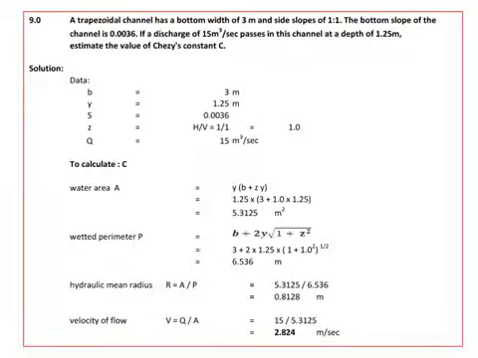So coming to the next problem, for a trapezoidal channel again. Bottom width is 3 meters, and side slope is 1 is to 1. Again H by V is 1 by 1, so here Z is 1. The bottom slope is given as 0.0036, and discharge is given, which is 15 meter cube per second. Depth of flow is again 1.25. You have to find Chezy's constant. All quantities are given, so only Chezy's constant is to be determined, so Chezy's equation is to be used.